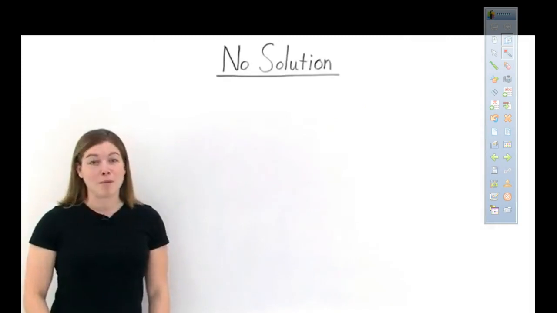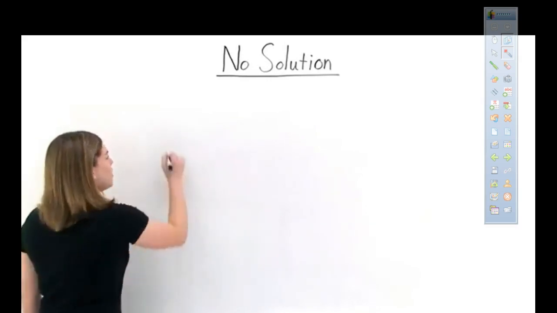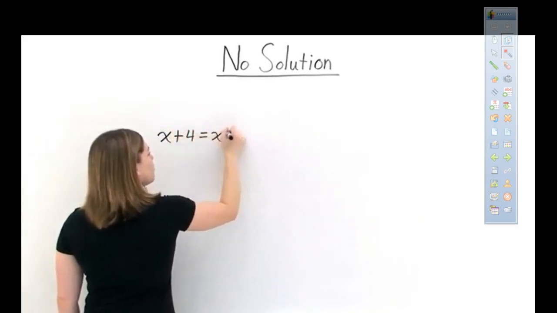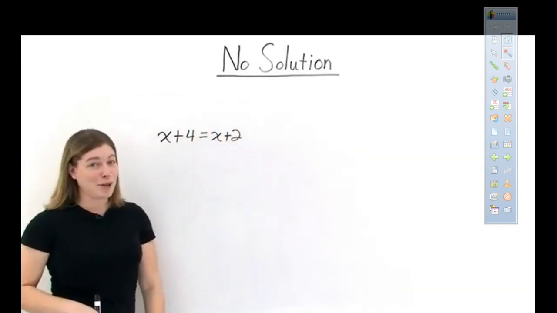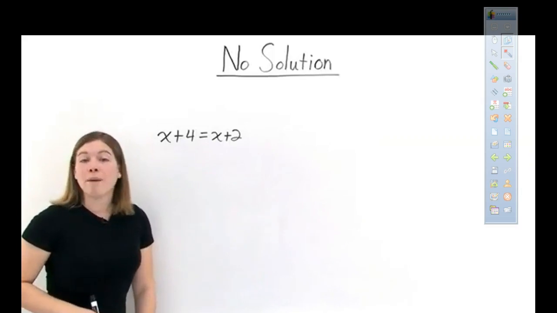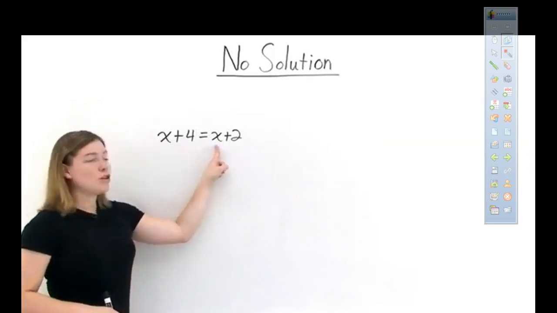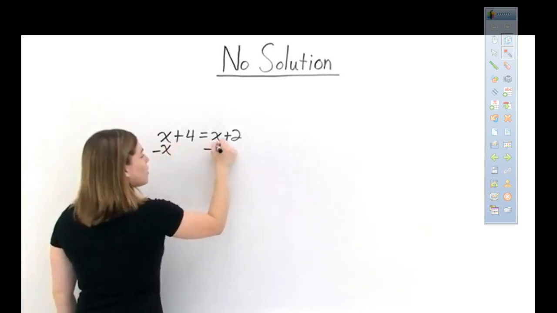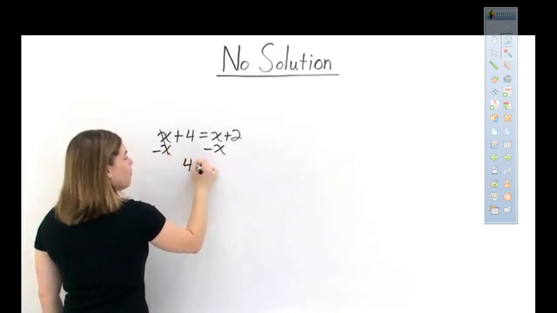What does it mean when a problem has no solution? Well, to figure out what that means, let's look at a couple examples of problems that have no solution. Let's look at x plus 4 equals x plus 2. This looks kind of like a normal equation. But look at what happens when we try to solve for x. Let's move this x to the right-hand side of our equation. To do that, we subtract x from both sides, and then on the left, these x's cancel out, and we're left with 4.